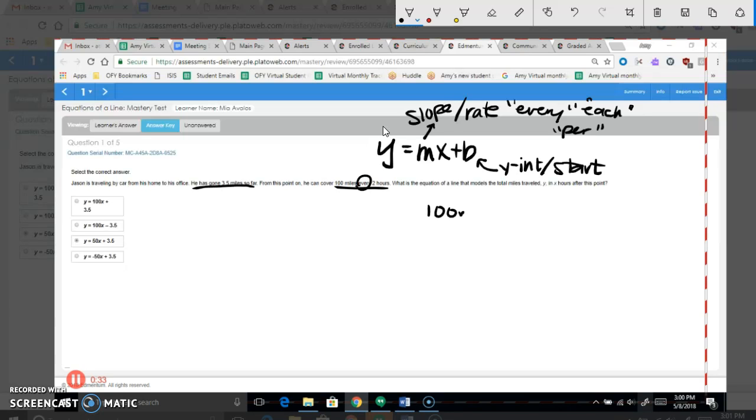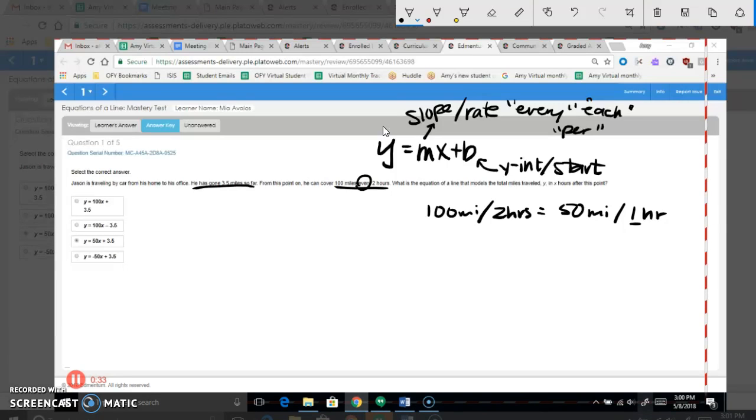So if he's going 100 miles for every 2 hours, that means that in 1 hour he's doing 50 miles per 1 hour. And we always want to know per one of something. This doesn't really help us. 100 miles for 2 hours, we can't put that in our equation. We have to know for just one thing, how fast is he going? For just 1 hour, how many miles has he gone?